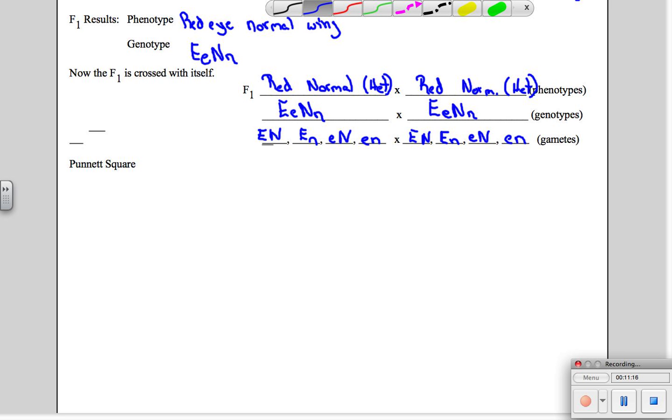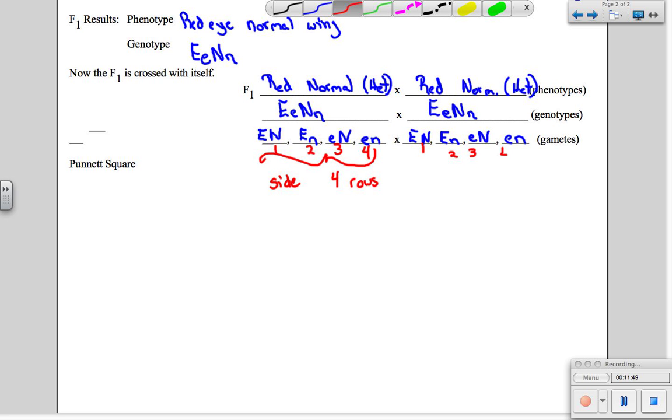Now I need to draw my box. Remember that I need to put all of the possible gametes from one parent down the side, all the possible gametes from the other parent across the top. Let's figure out how many rows and how many columns my box will need. If I'm going to put this parent down the side, I have 1, 2, 3, 4 different gametes. So I'm going to need 4 rows. And since I have 1, 2, 3, 4 different potential gametes from the other parent, I'm also going to need 4 columns.